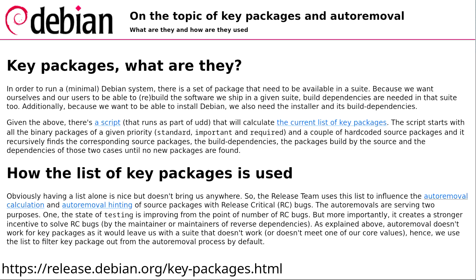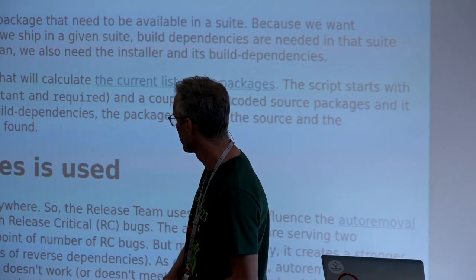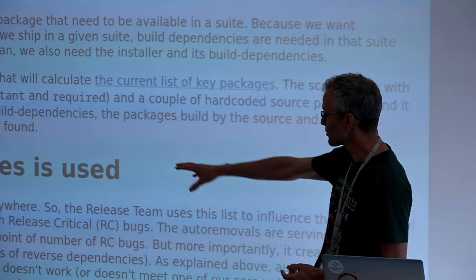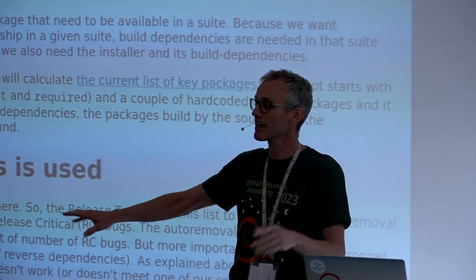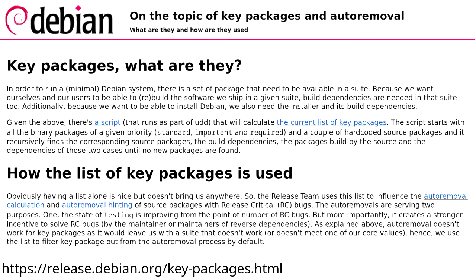The most important use of key packages is that we use them to determine which packages are eligible for auto removal when they have RC bugs. Which means that if a package is in the key package set, we don't remove it. If it's outside, we can remove it if an RC bug is filed. There are links to the scripts, so you can check everything. It's written in Perl. I threatened to remove all the packages when I tried to fix Perl. It's not my language, I guess. You all got emails, right?